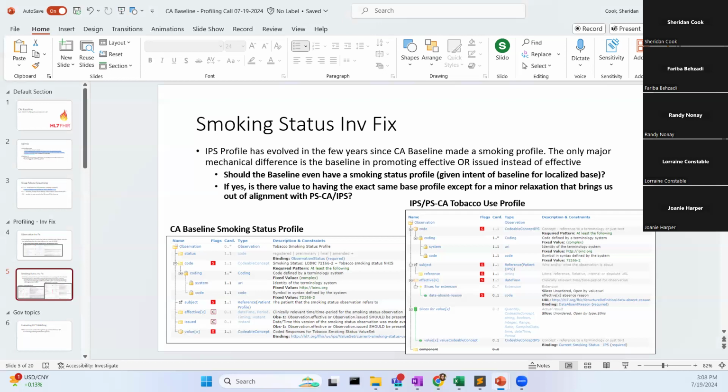On the left-hand side, this is our current smoking status profile. At the time we started, we had an initial look at what was available in US Core and what was starting to be developed in IPS. But IPS really hadn't formalized the FHIR profiles that we were looking at 4 or 5 years ago, at least we weren't looking at them then.